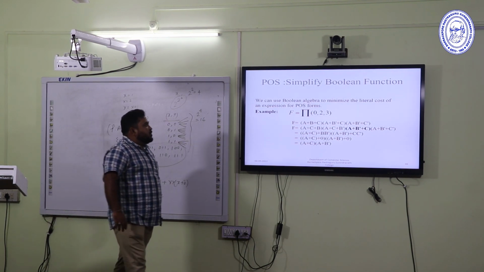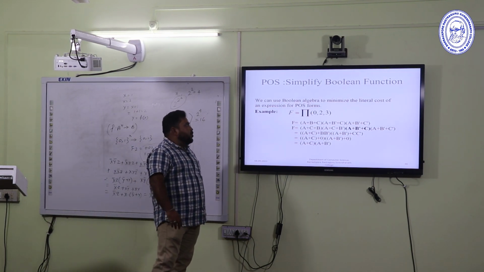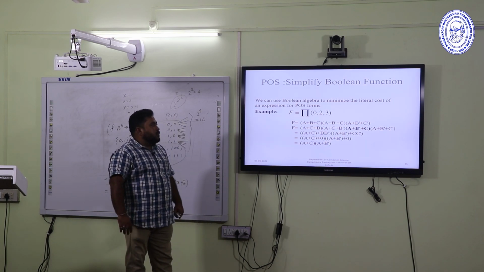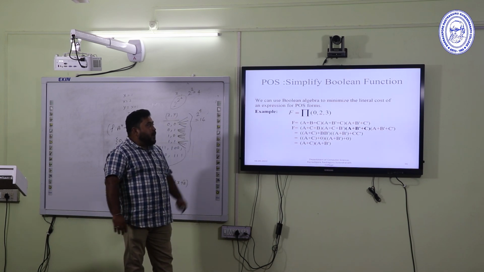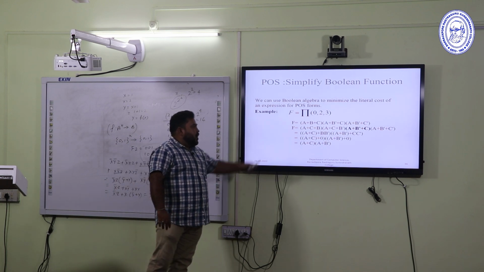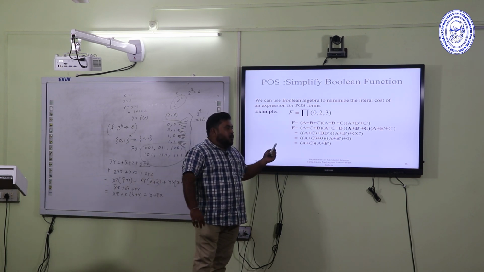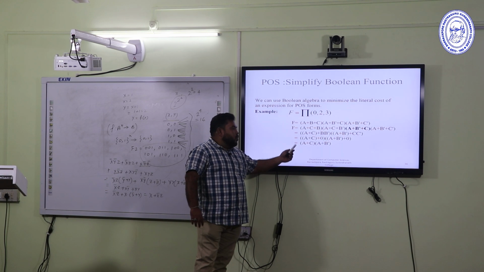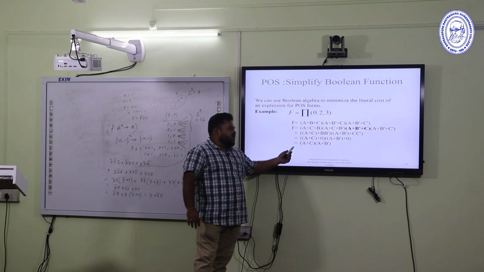And this is the same as the max term also, that is POS form, that is f is equal to pi of 0 to 3, and it will be squeezed in that way. The result is like that, a plus c dot a plus b prime.